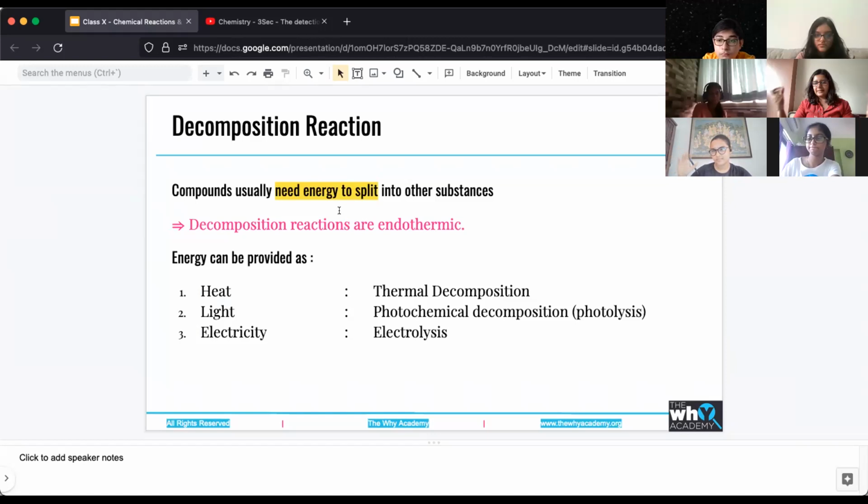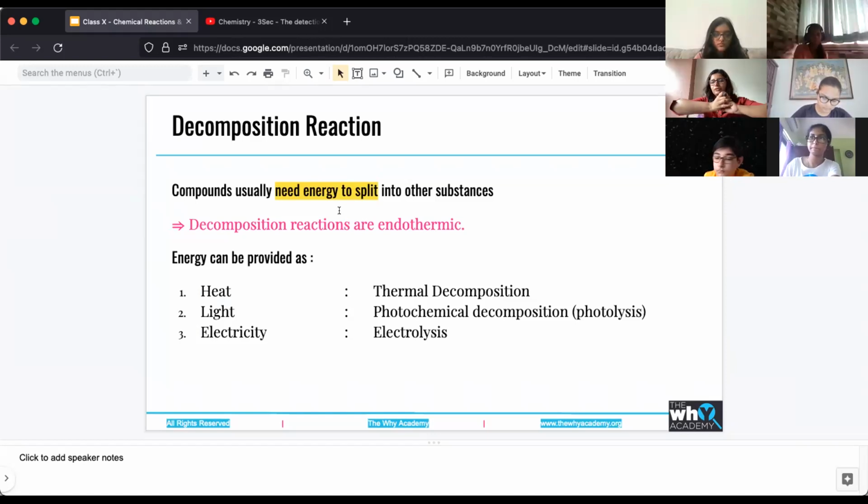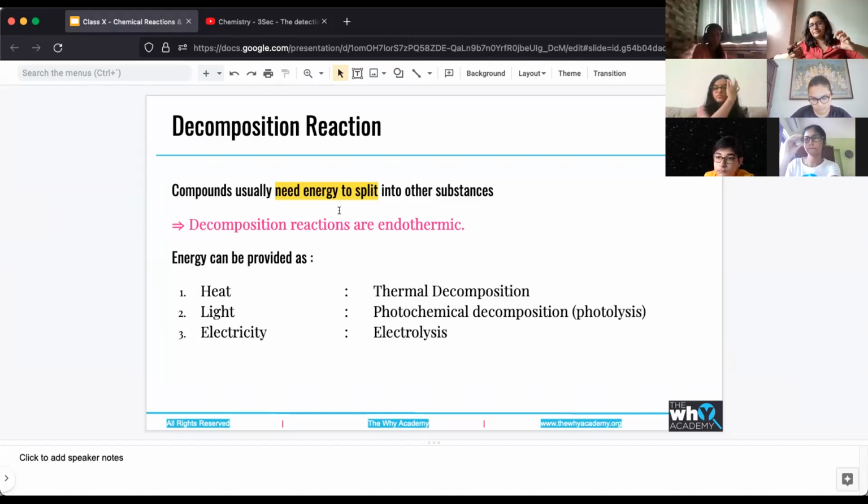So magnets, okay, let's say they attracted each other, and when you went to separate them, what did you observe? Like, was it easy to just pull them apart, or did you have to spend some effort, some energy in separating them? You have to put some energy into separating them. Right? So think of chemical bonds also in a similar manner.